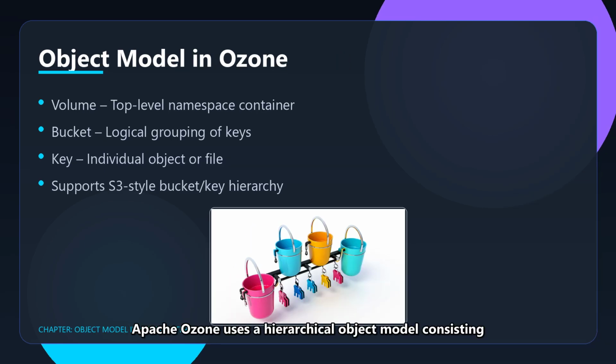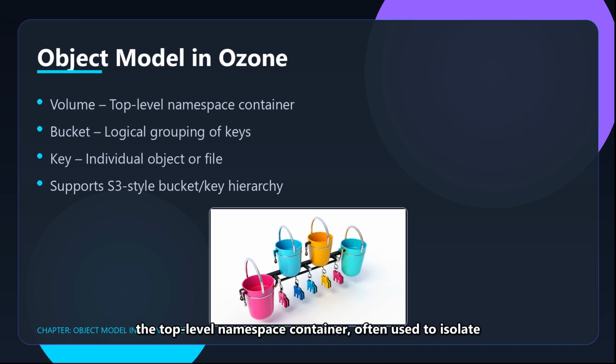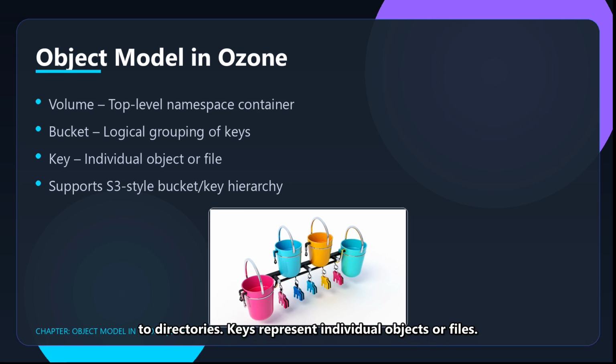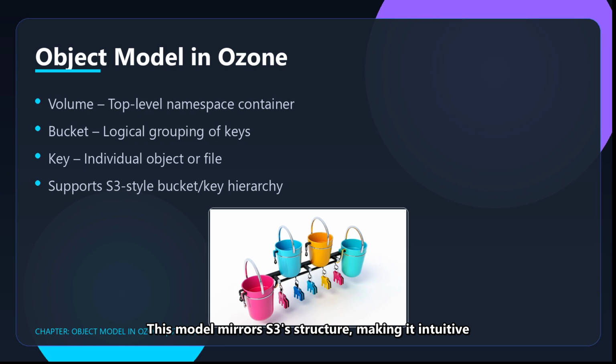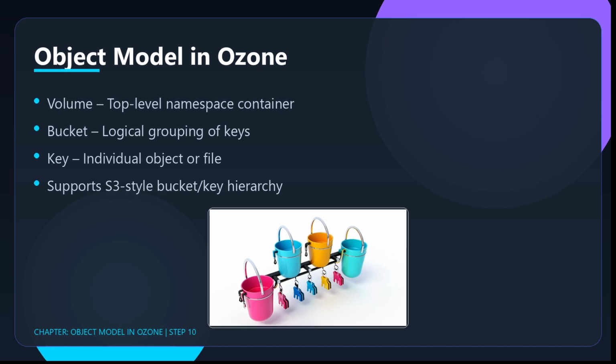Apache Ozone uses a hierarchical object model consisting of volumes, buckets, and keys. A volume is the top-level namespace container, often used to isolate tenants or projects. Buckets group related keys, similar to directories. Keys represent individual objects or files. This model mirrors S3's structure, making it intuitive for users familiar with cloud object stores.